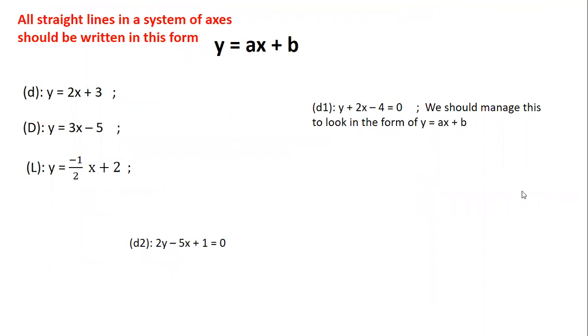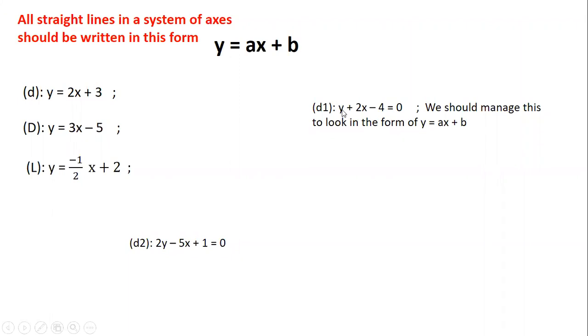So here I have given you different straight lines. We should see if the straight line is written in the straight line form. If it's not, we should make it in the same straight line form. For example, this straight line, y plus 2x minus 4 is equal to 0. Of course, this is a straight line, but it's not written in this form.